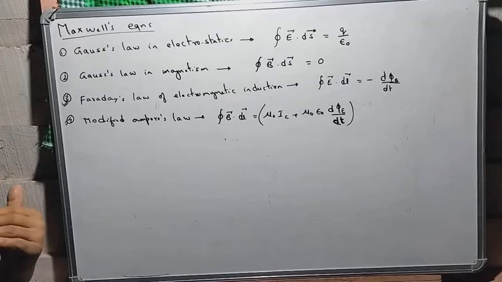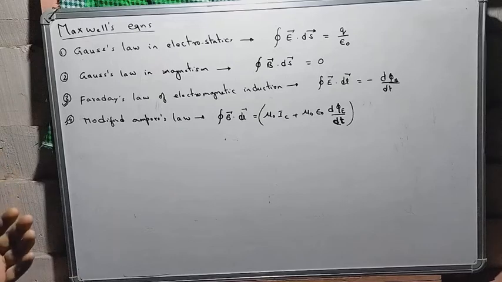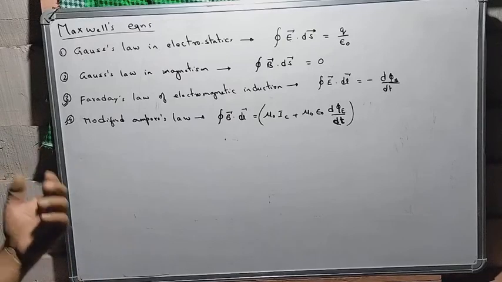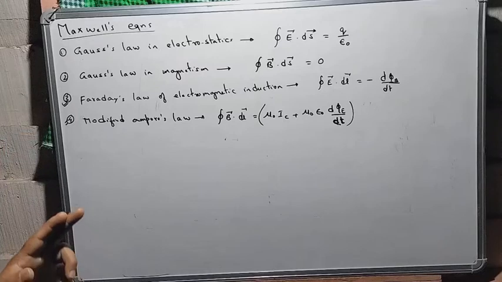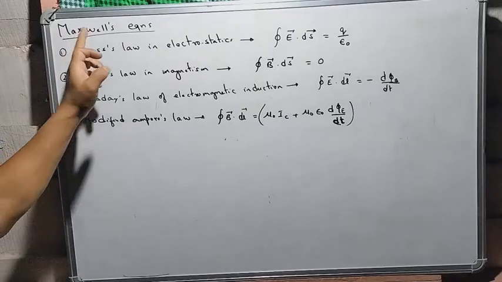Alright, this is about Maxwell's equations. Maxwell's equations are the basic laws which govern the properties and characteristics of electricity and magnetism. These laws are very important because with their help, Maxwell could explain the nature and properties of the electromagnetic wave. These equations consist of four equations, and these four equations are known as Maxwell's equations.